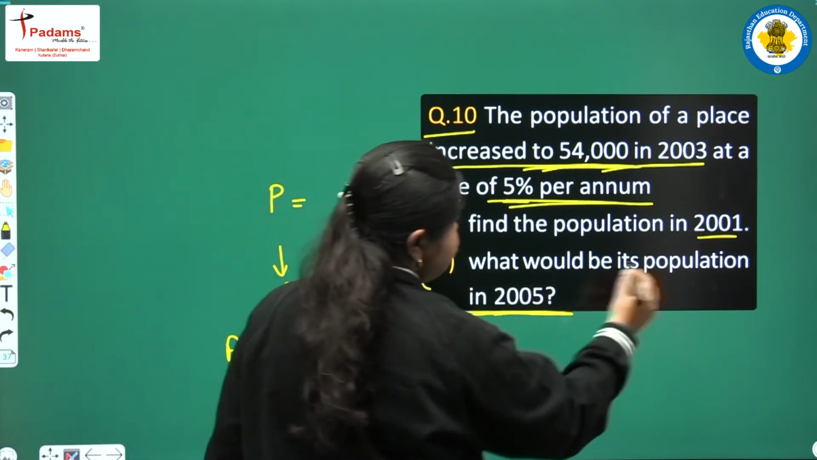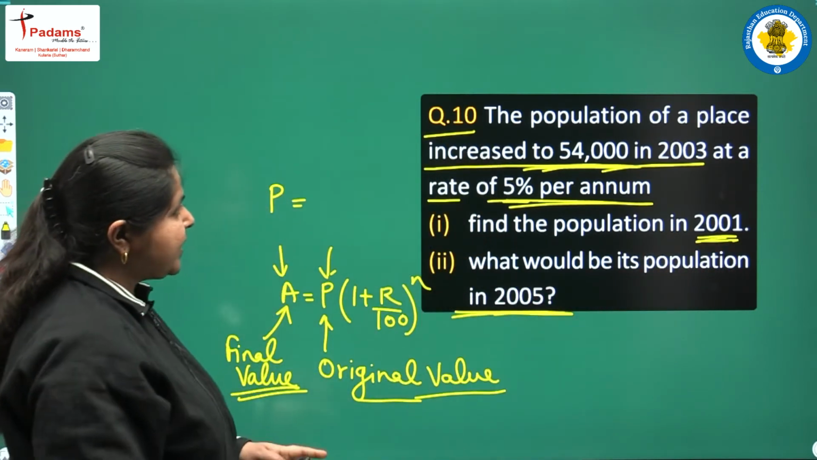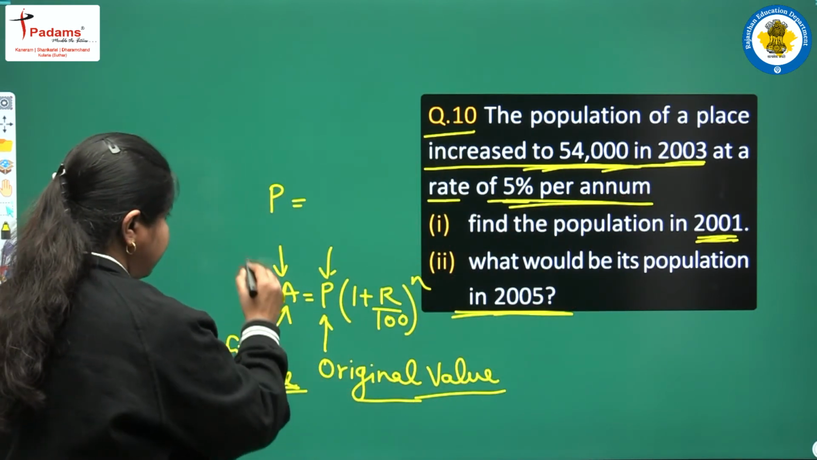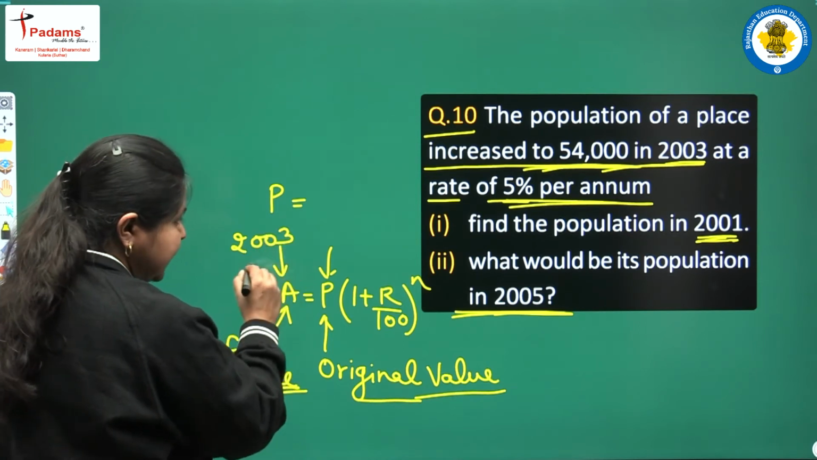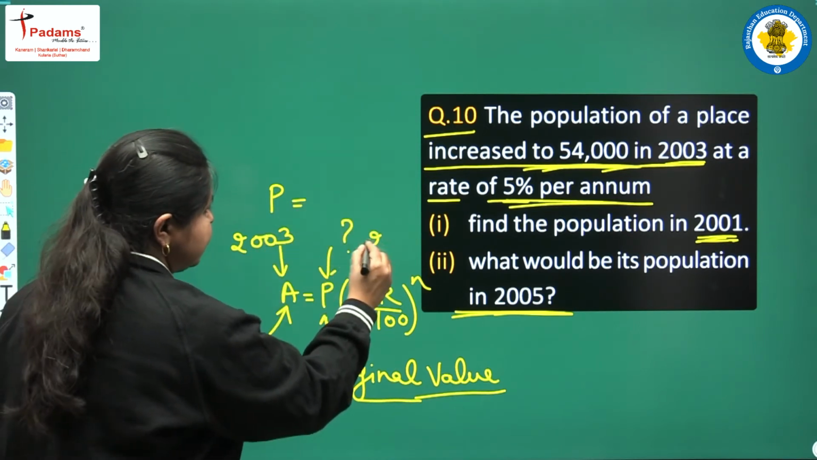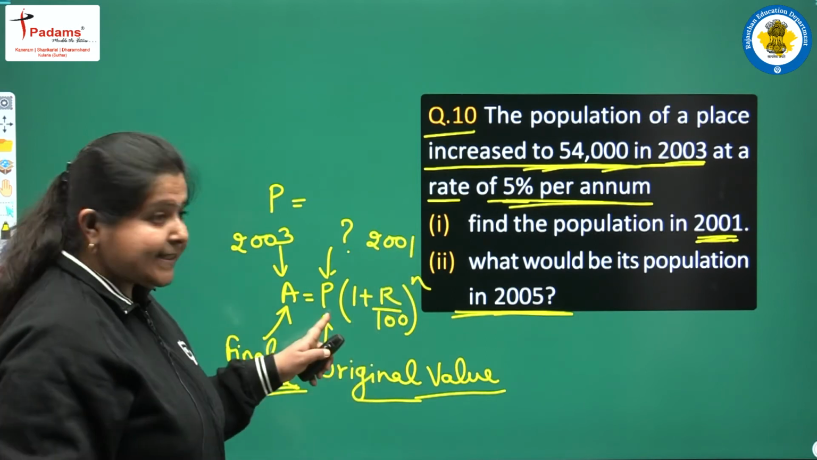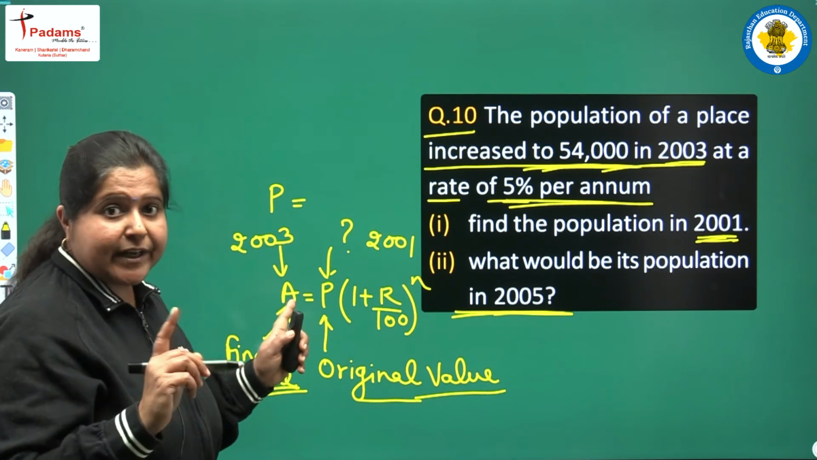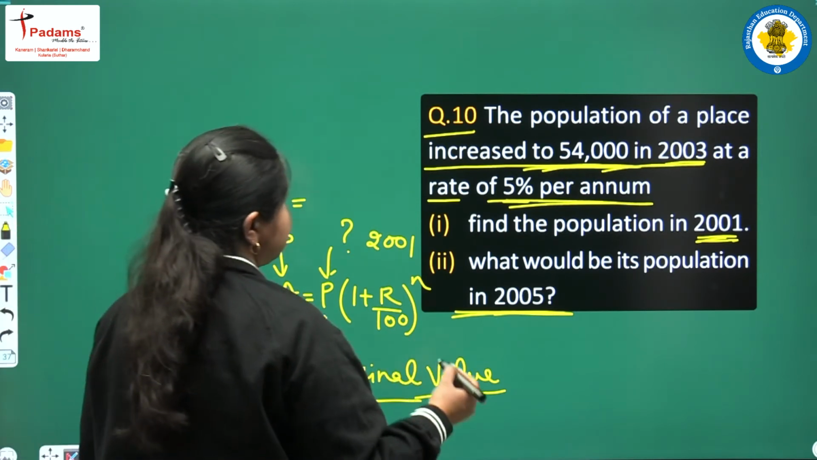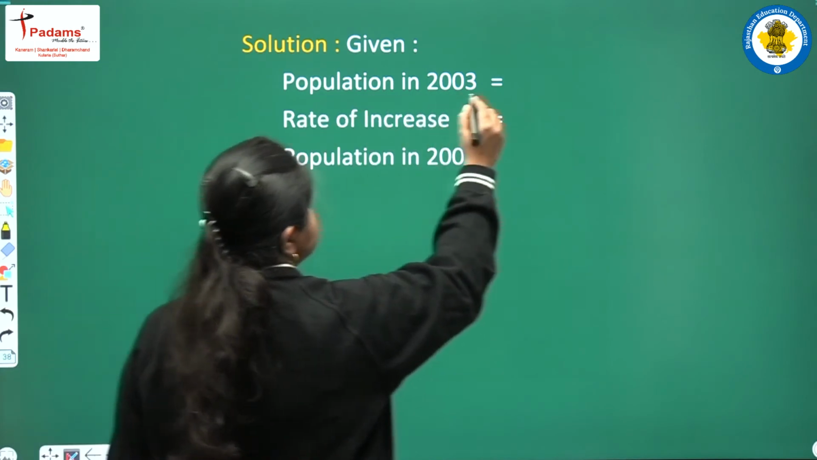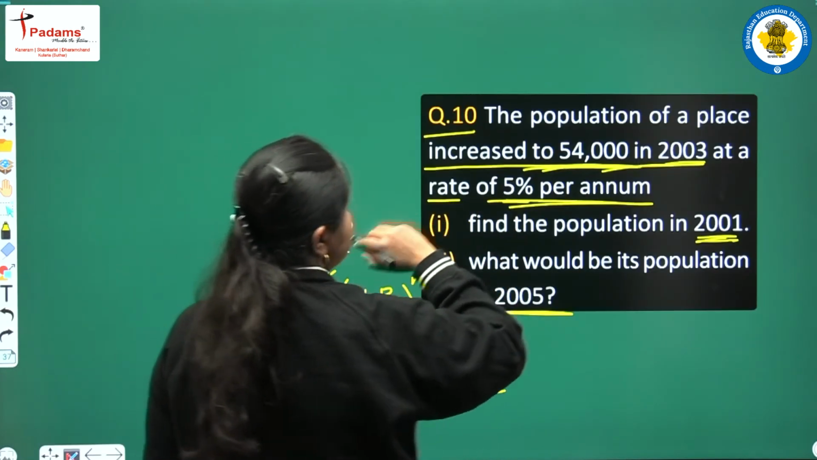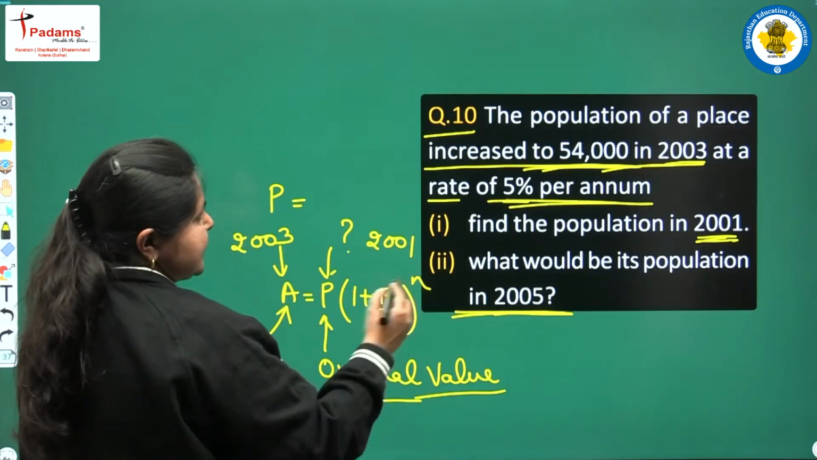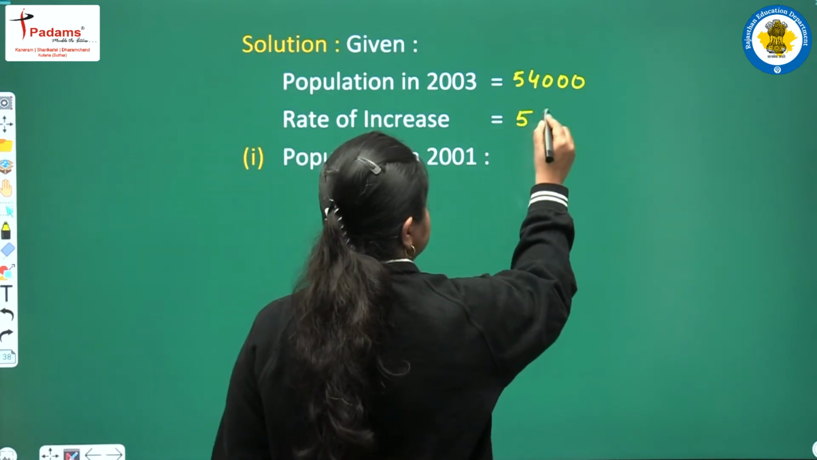अब इस फर्स्ट केस में देखिए 2001 की पॉपुलेशन पूछी है और 2003 की दी हुई है. इसका मतलब हमें फाइनल वैल्यू 2003 की पॉपुलेशन तो दी है और ये 2001 की पहले वाली वैल्यू पूछी है. तो इस केस में हमसे ये P पूछा है और A दिया हुआ है. इसको कनेक्ट कीजिए आप. लेट अस नाउ राइट द सॉल्यूशन. हियर गिवन पॉपुलेशन इन 2003 इट इज 54,000 and the rate of increase it is given as 5% per annum.